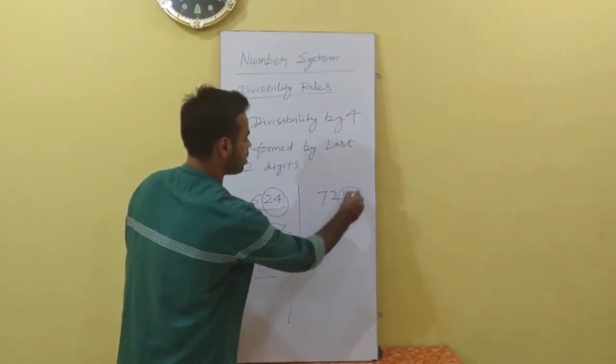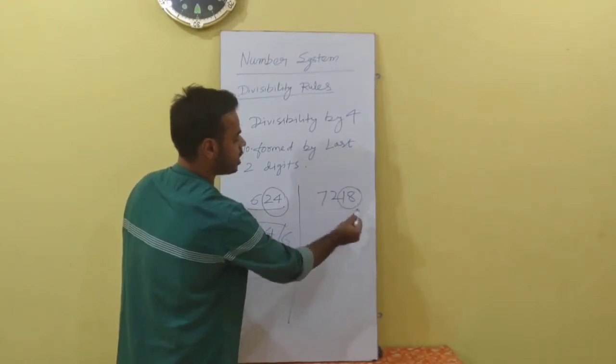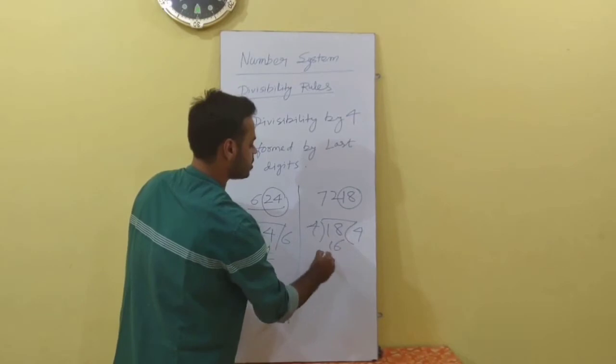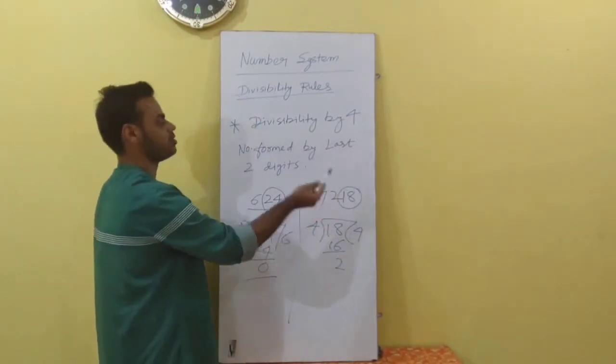For example, in this number 7218, the number formed by the last 2 digits is 18. So 18 is not divisible by 4, as it leaves remainder 2. Hence this whole number 7218 is not divisible by 4.